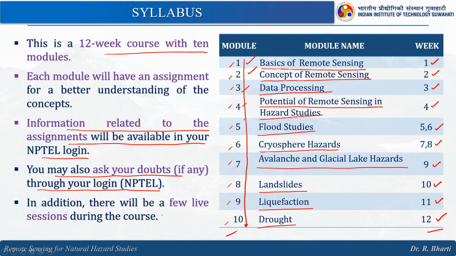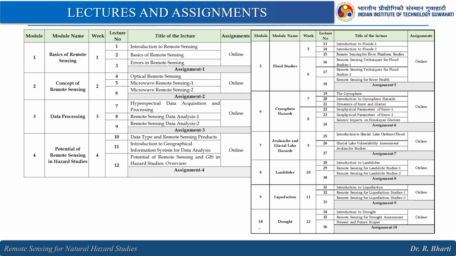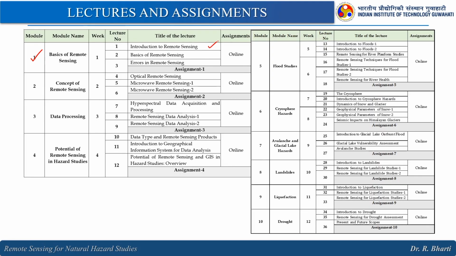In addition to this, a few live sessions will be there that will help you to clarify your doubts. And here you can see the lectures and assignments. For module 1 you have 3 lectures, then 1 assignment. Similarly for module 2 you have 3 lectures, 1 assignment. For the third module you have again 3 lectures and an assignment. Similarly for all of these you have an assignment at the end of that particular concept, right?